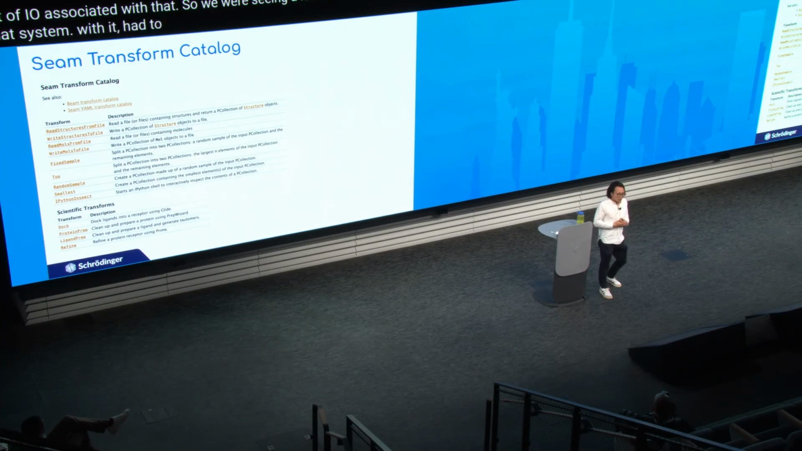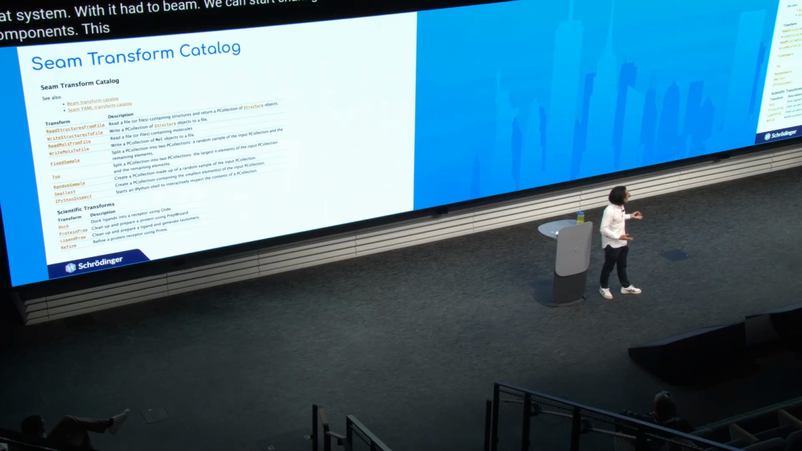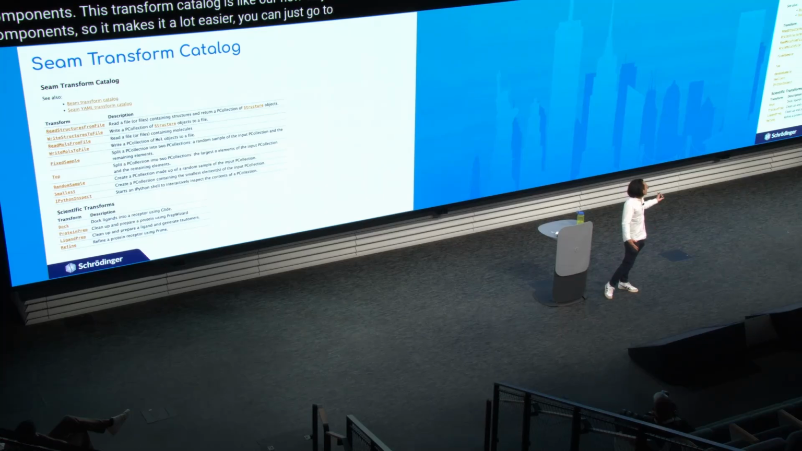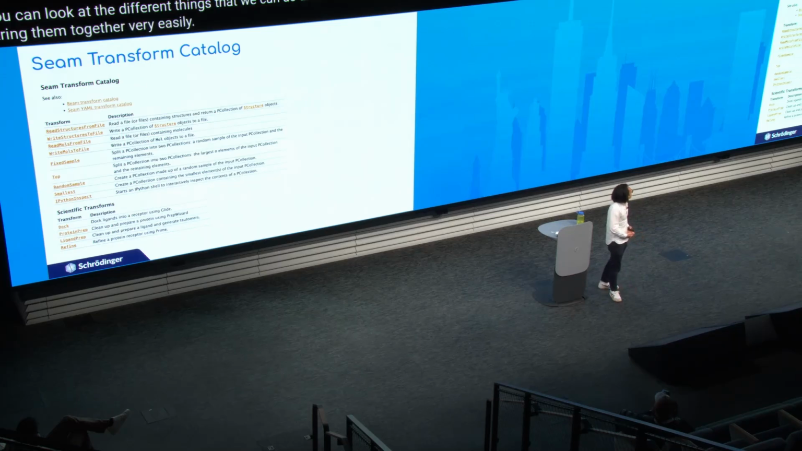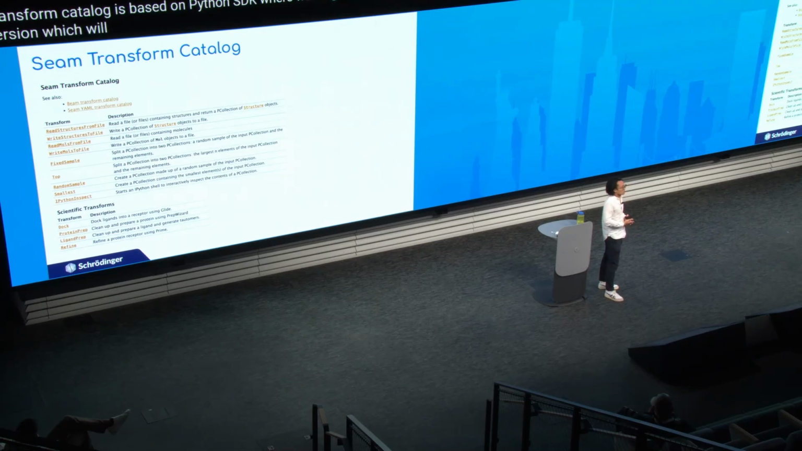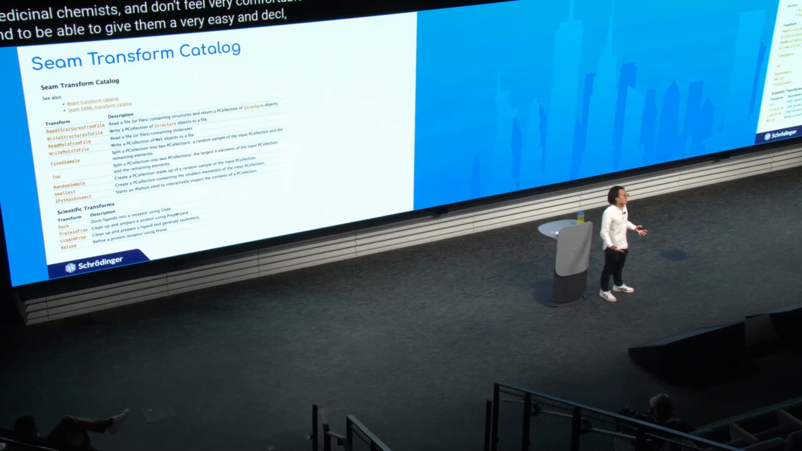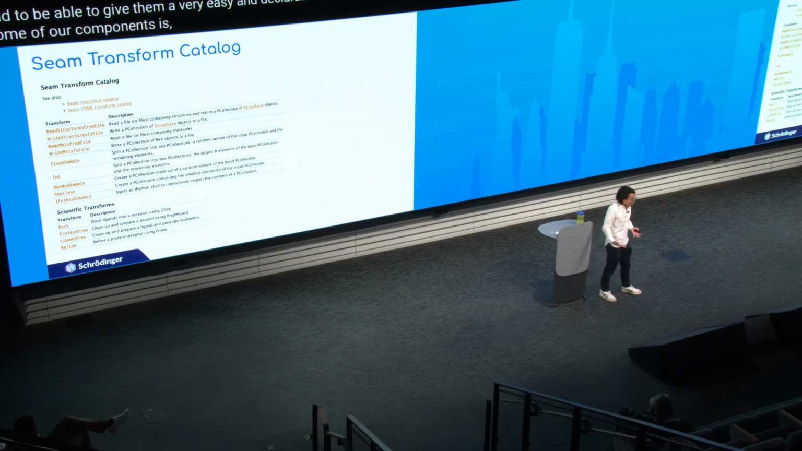With Apache Beam, we can start sharing all these components. This transform catalog is like our new way of sharing our components, so it makes it a lot easier. You can just go to this catalog, you can look at the different things that we can do, and then you can string them together very easily. This seam transform catalog is based on the Python SDK, but we're also working on a YAML version, which will allow us to work with a variety of technical ability. We have very strong technical users, but we also have users that are like medicinal chemists and don't feel very comfortable with command line. And to be able to give them a very easy and declarative API to start using some of our components is going to be really great.